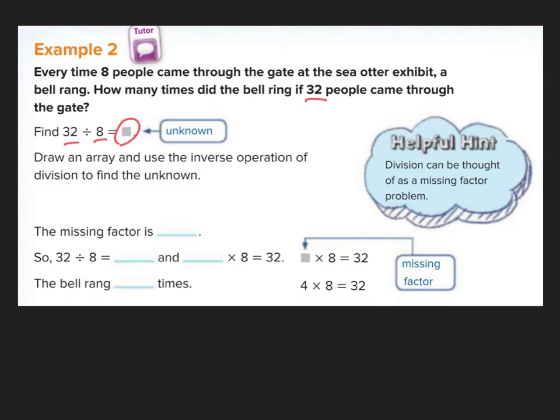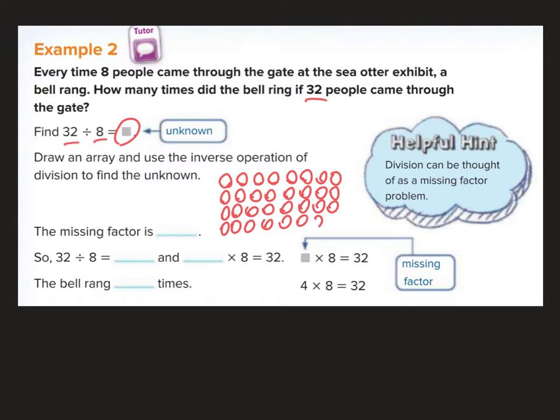Okay. 1, 2, 3, 4, 5, up through 20, 21, 22, up through 32. So 8 times 4 is 32, which means that 32 divided by 8 is 4. The bell rang 4 times.